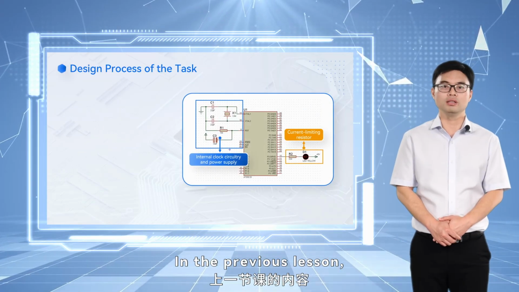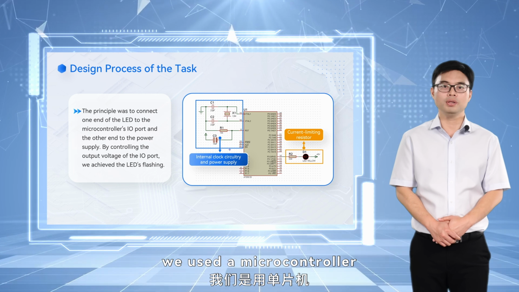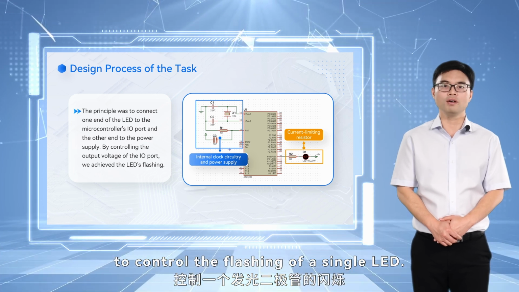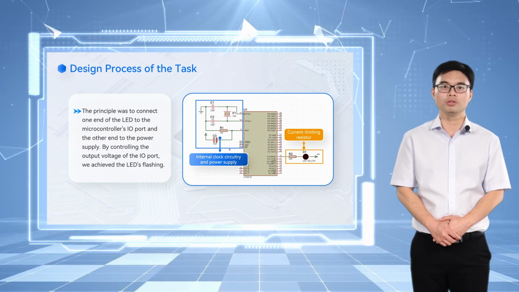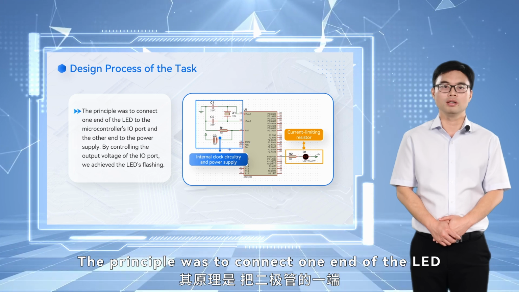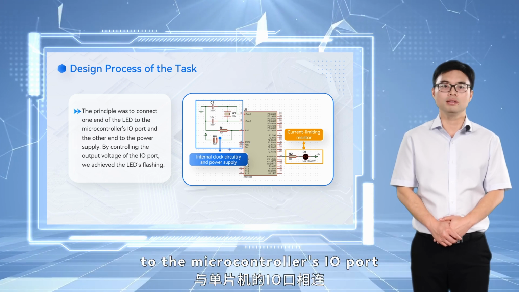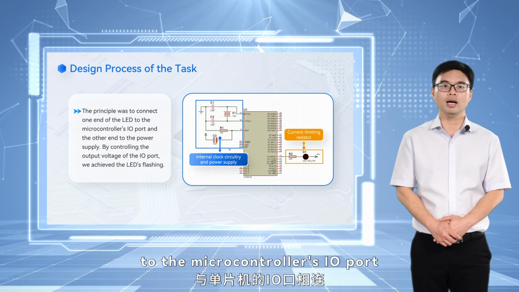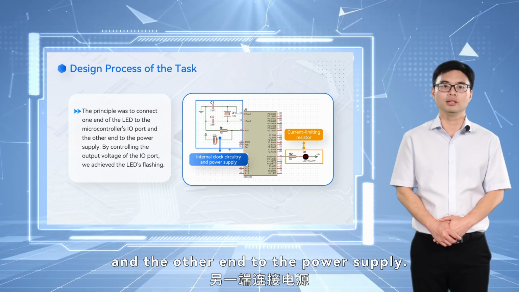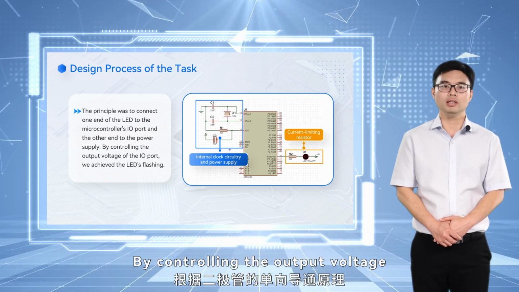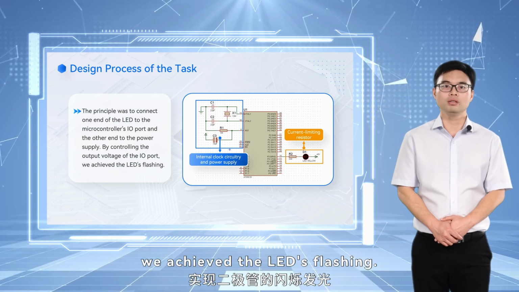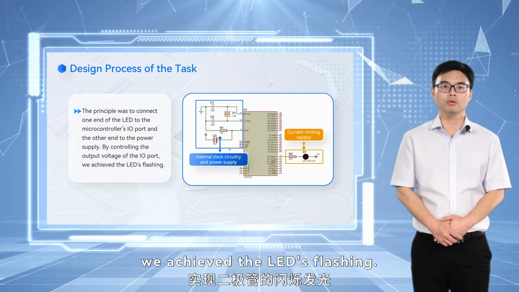In the previous lesson, we used a microcontroller to control the flashing of a single LED. The principle was to connect one end of the LED to the microcontroller's I/O port and the other end to the power supply. By controlling the output voltage of the I/O port, we achieved the LED's flashing.